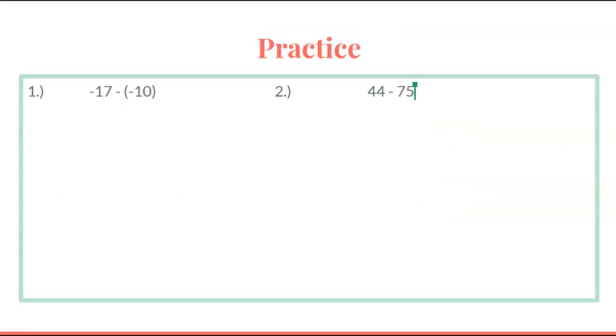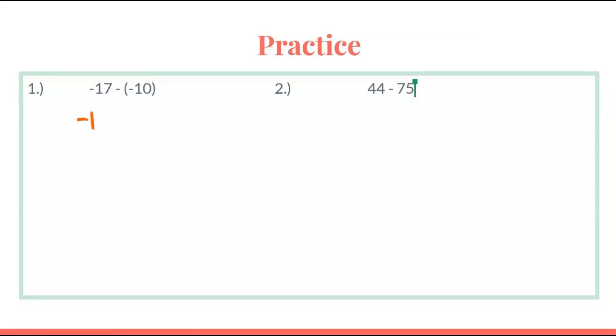So we have two practice problems here I'd like to walk through pretty slowly. These are two different scenarios, two different situations that you might come across. So remember, I do addition of the opposite. So the first thing I want to do is change my subtraction to addition and do the opposite of the next number. It was negative 10, so now it's positive 10.